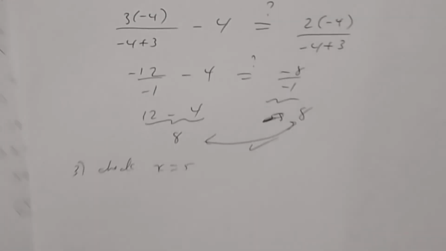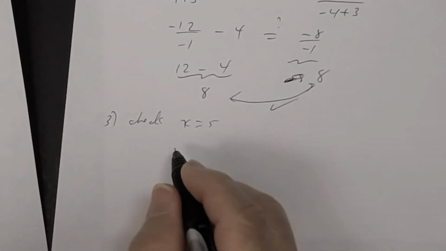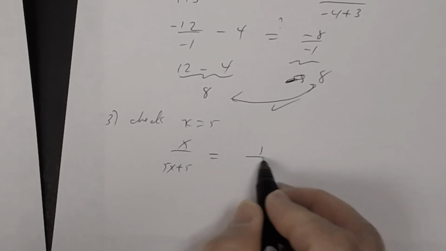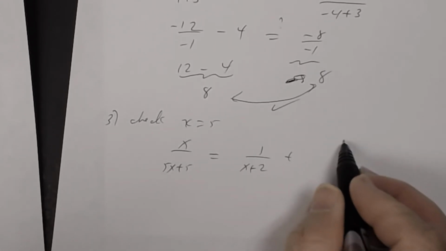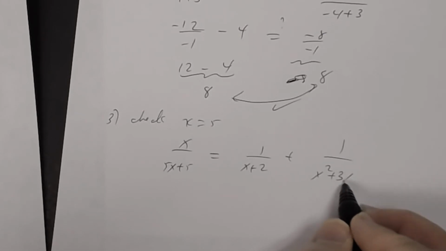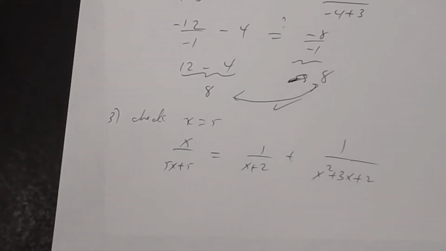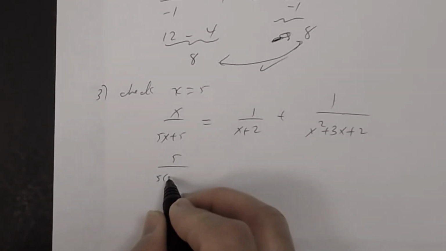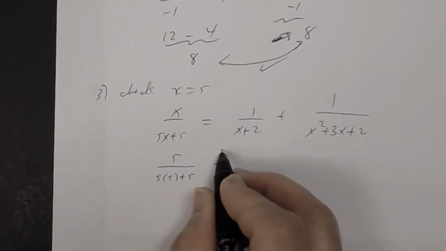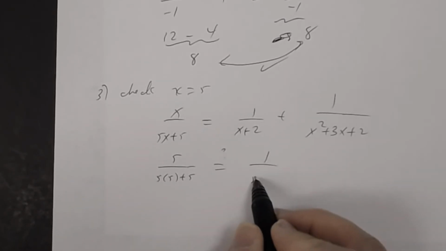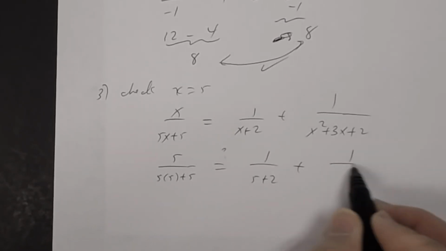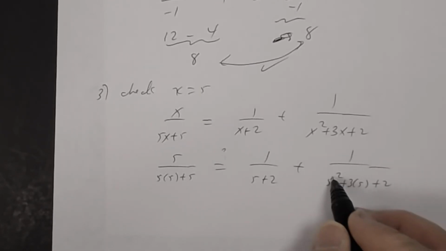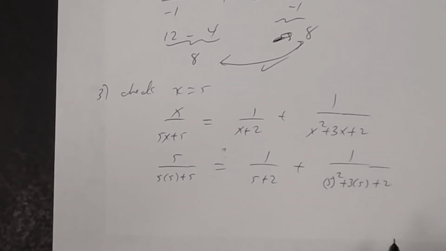So here is the original. You have x divided by 5x plus 5 equal 1 divided by x plus 2 plus 1 divided by x squared plus 3x plus 2. Okay? And so wherever we see an x, I'm going to substitute 5. So I get 5 divided by 5 times 5 plus 5. And we see what that's going to equal: 1 divided by 5 plus 2 plus 1 divided by 5 squared plus 3 times 5 plus 2, right?